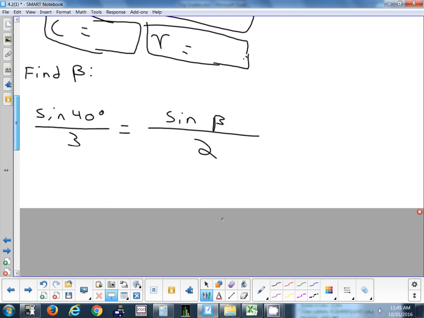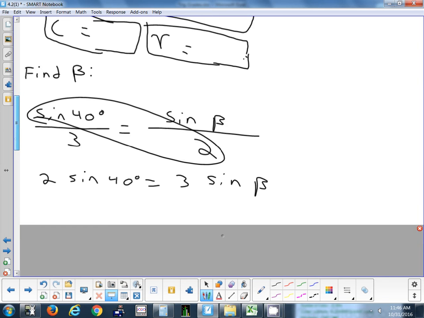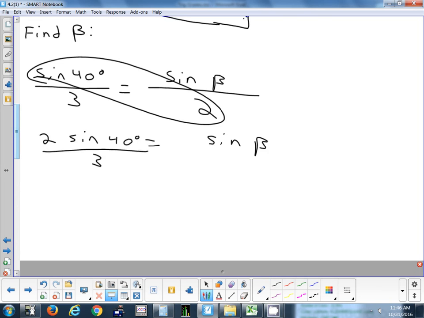Okay, so I'm going to cross multiply. 2 sine 40 equals 3 sine beta. And so I don't have to rewrite the whole thing, what would I do to put the 3 on the other side? Divide by? Yeah, just divide by 3. So I'm going to do that in one step. And now my goal is to get beta by itself. So I've got to get rid of sine.